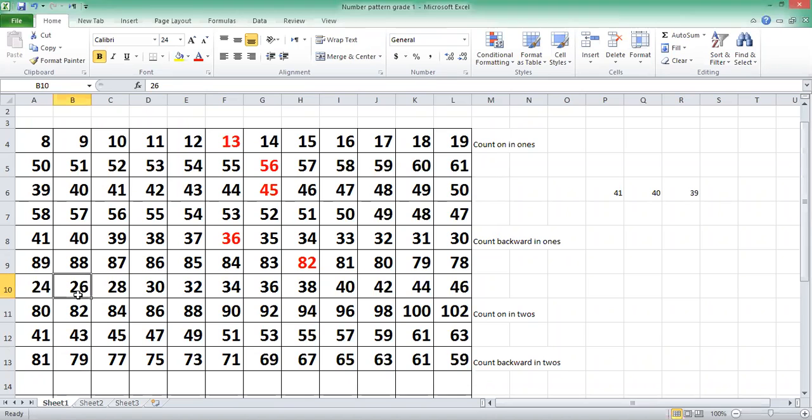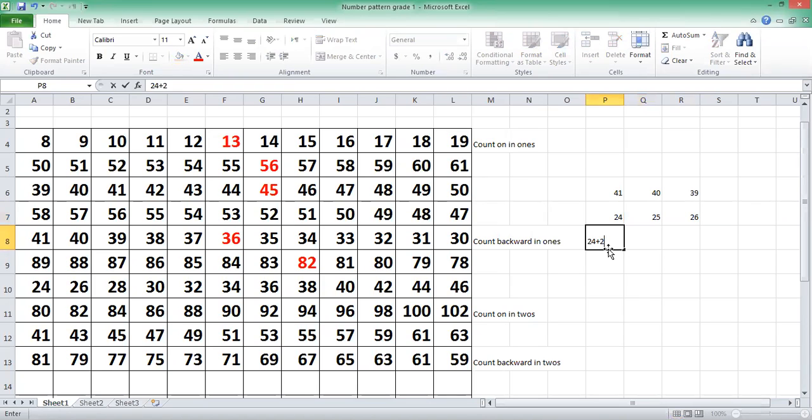24, 26. If you write 24, but if you count in ones, it will become 25 and then 26. So you are not counting in ones here, guys, because if you were, after 24 there should be 25. You are counting in twos here. You are skipping this one. You are counting 1, 2, 1, 2. So after 24, you directly go to 26. You skip this 25. Or you can say that you are adding 2.